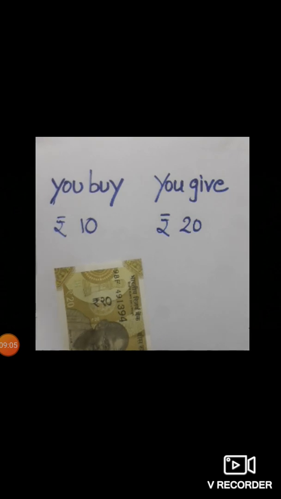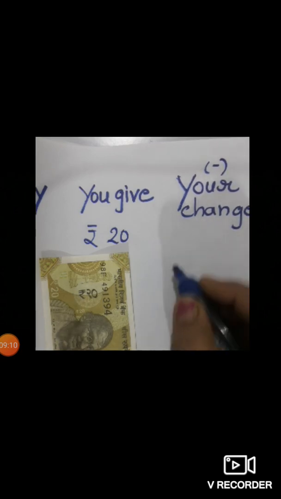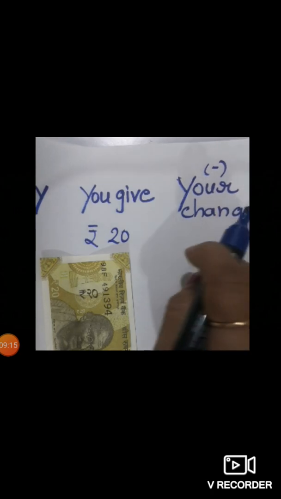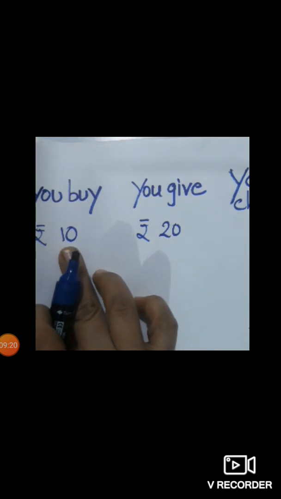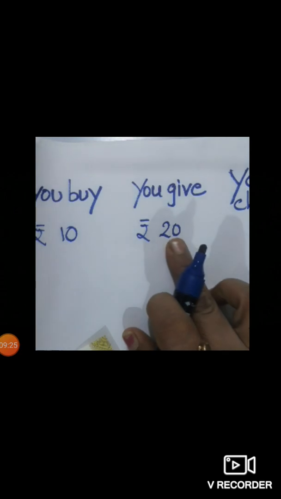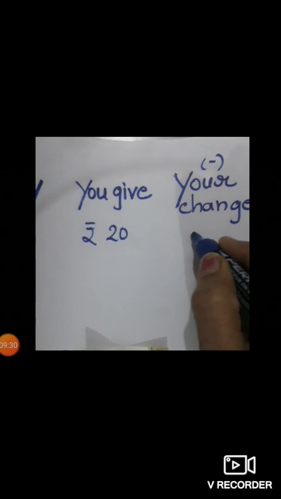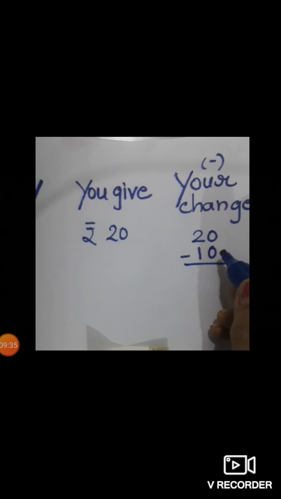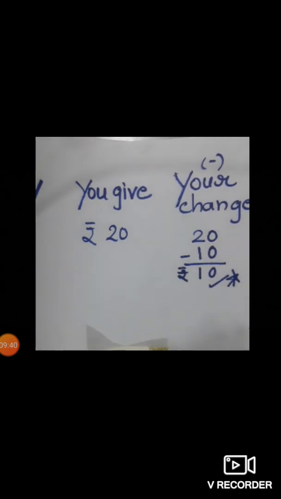Okay. Now what we have to do is that in your change you need to do subtraction because you are getting the money back, the money is left out. So your change means paisa bach gaya. Okay. So you want to buy an item of 10 rupees, but you gave the shopkeeper 20 rupees. So what we will do? We'll take this bigger number, which you gave, 20. Out of 20 you bought an item for 10. So we will subtract. So this becomes 10. So what is the change? The change is 10 rupees.